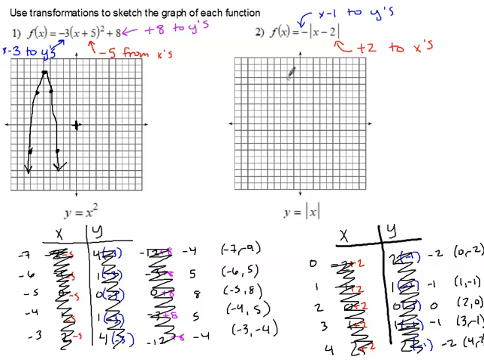So those dots then, 0, negative 2 would be here, 1, negative 1, 2, 0, 3, negative 1, and 4, negative 2. This is an absolute value function, so we should be expecting a V shape. And sure enough, that's what we have. So your graph has been reflected and shifted to the right 2 units.